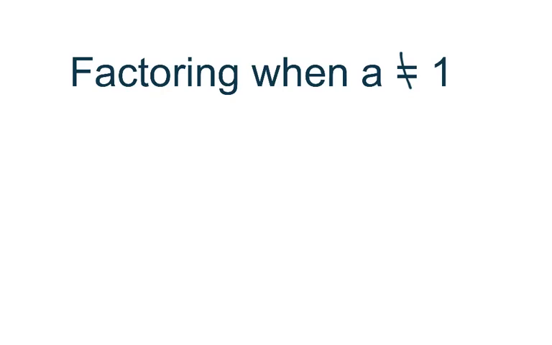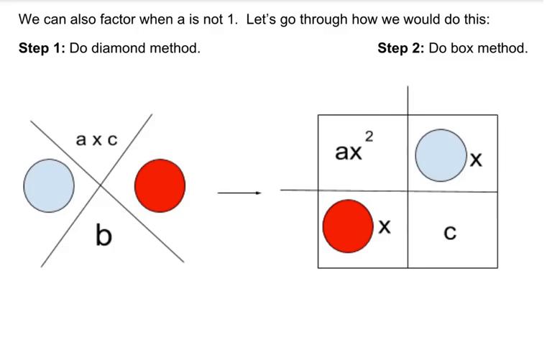Factoring when a is not 1. Okay, so we can also factor when a is not 1. Let's go through how we would do this. We are still going to be doing the diamond method from the last video. That's our first step. And then we're going to do something called the box method in order to factor.